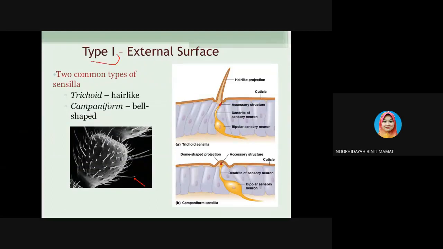So we have type 1 cells. They have two common types of sensilla. The first one is the trichoid sensilla, which has hair-like projections. The cellular structure of the type 1 cells is ciliated bipolar neurons. So they have two common sensilla: the first one, the trichoid, and the second one, the campaniform. Campaniform is like a bell shape.